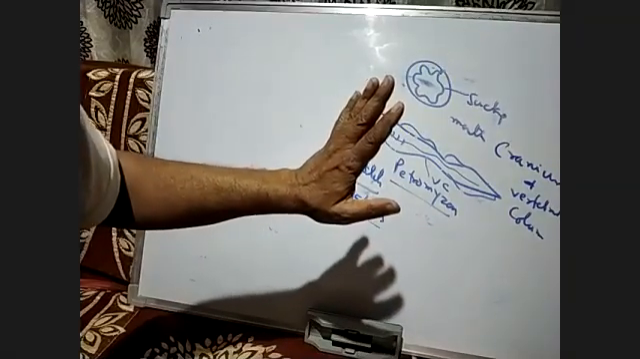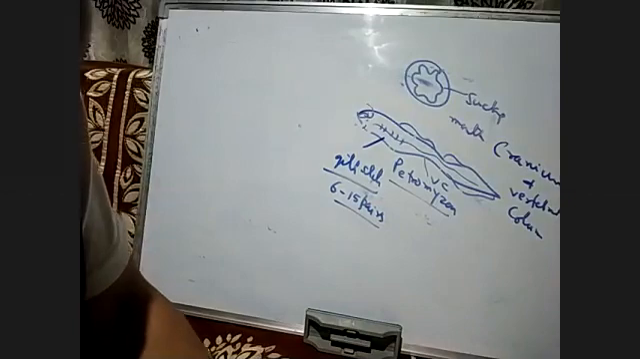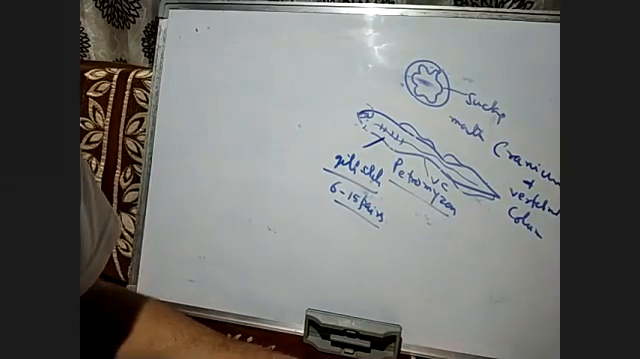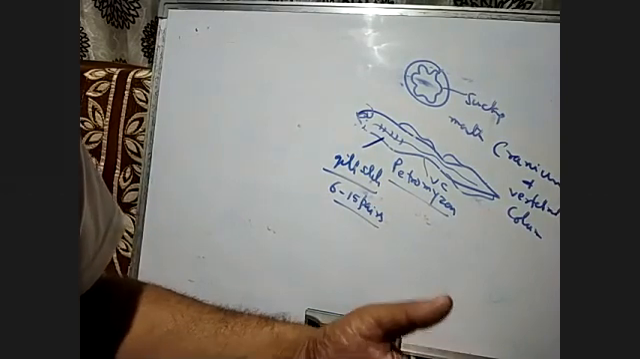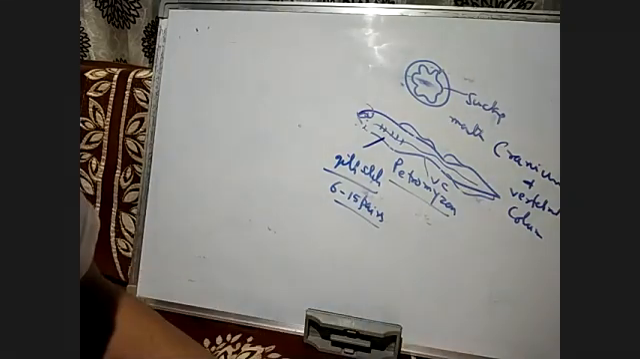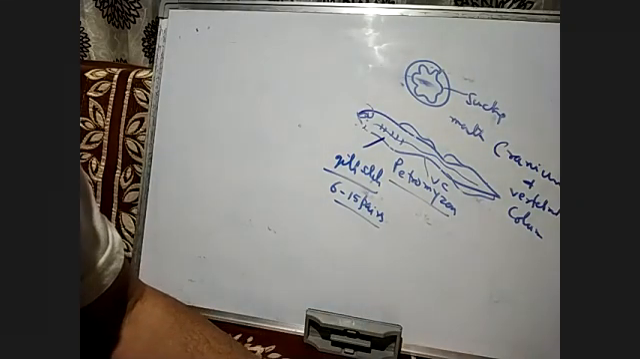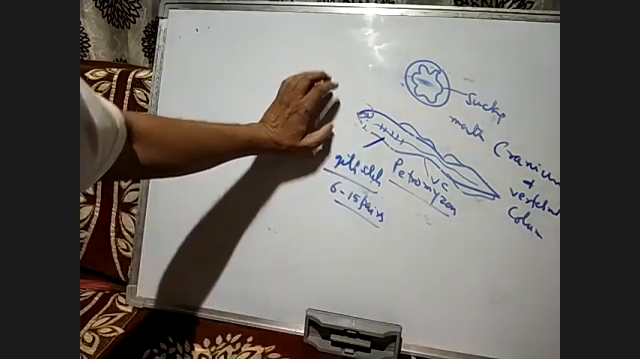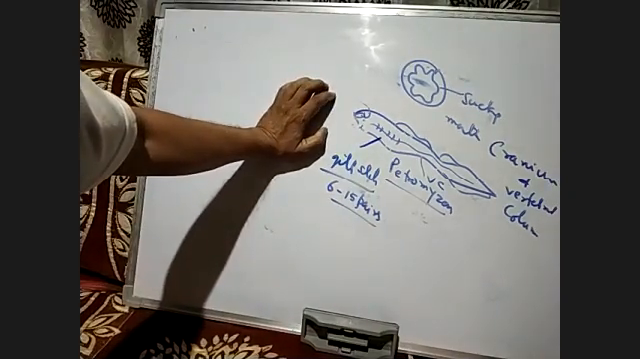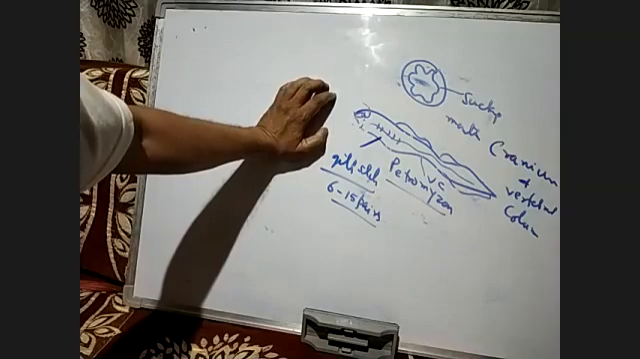And circulation is of closed type. Closed type means they have a heart and the blood flows in arteries and veins. And cyclostomes are marine. They have a marine habitat, but they migrate to freshwater for spawning.